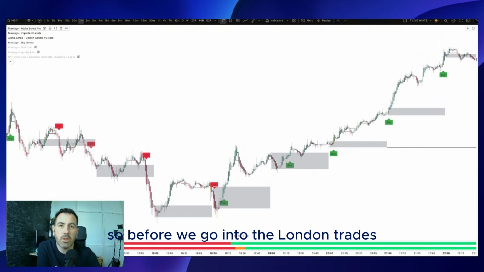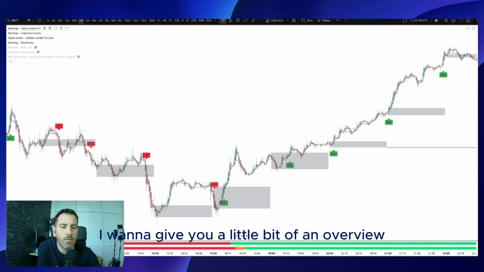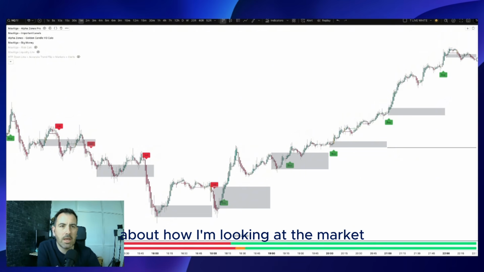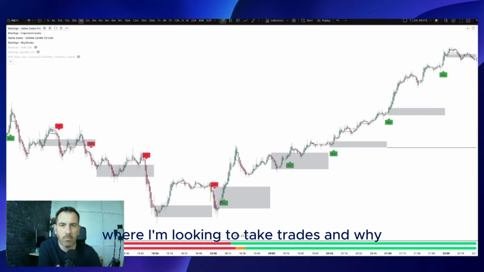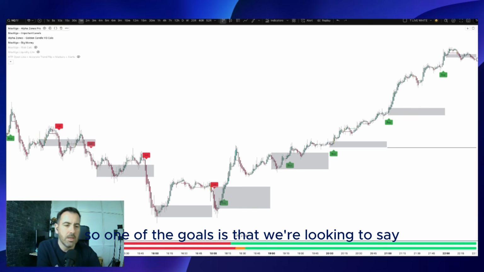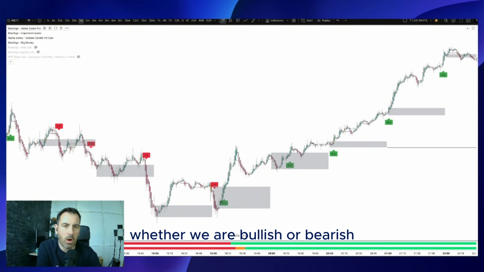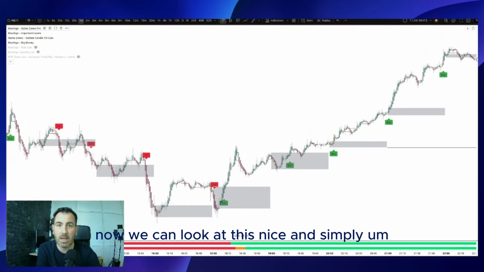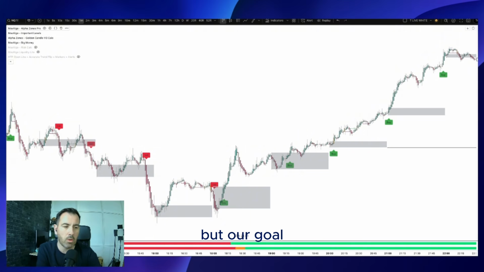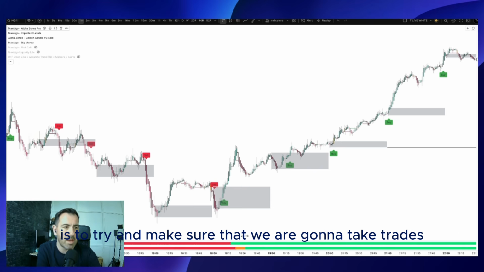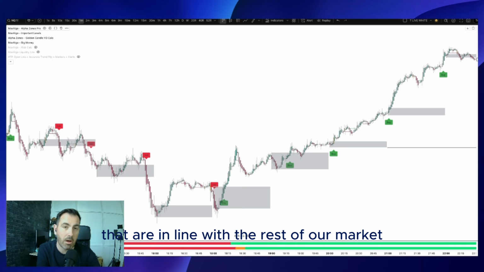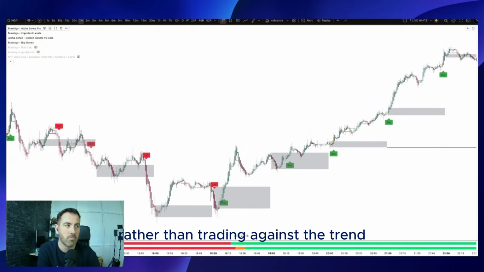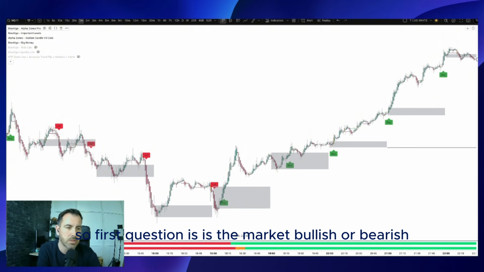Before we go into the London trades, I want to give you a little bit of an overview about how I'm looking at the market and where I'm looking to take trades and why. One of the goals is to see whether we are bullish or bearish. We can look at this nice and simply, but our goal is to make sure that we take trades that are in line with the rest of our market rather than trading against a trend. So first question: is the market bullish or bearish?